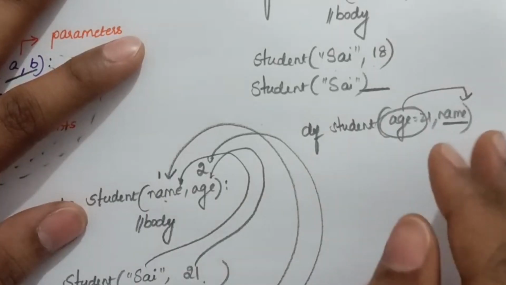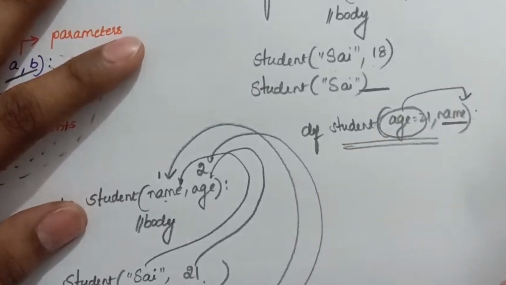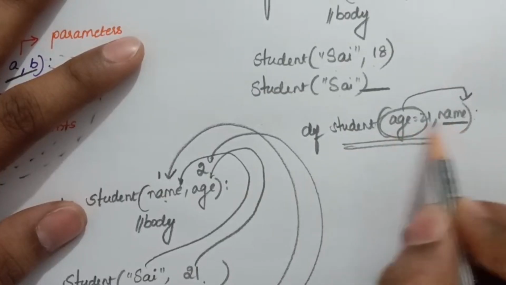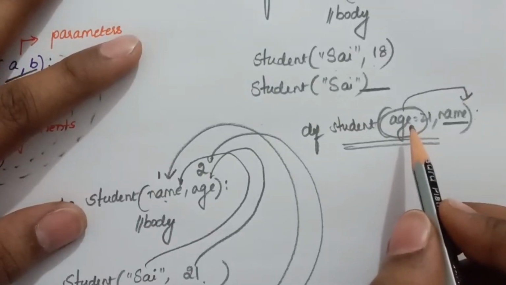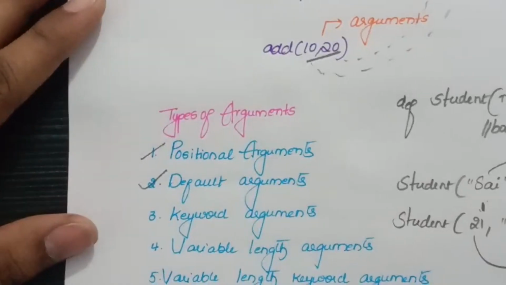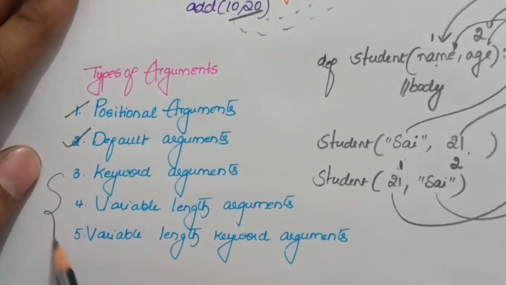If you define a function like this, it will throw an error. After that, you just replace the position of these two parameters, the function will get executed properly. These are the two types of arguments, positional arguments and default arguments. In the next video, we will discuss about the next three arguments available in Python.